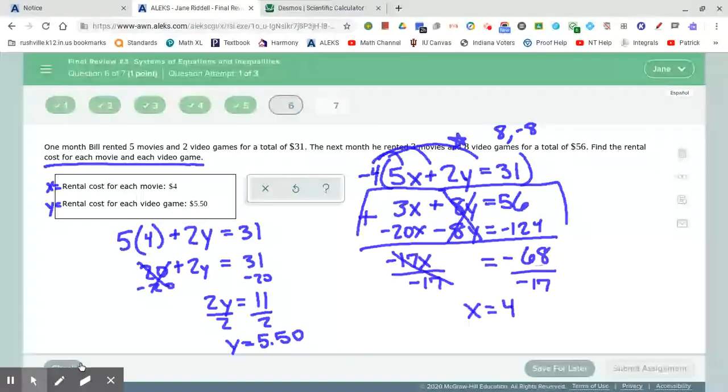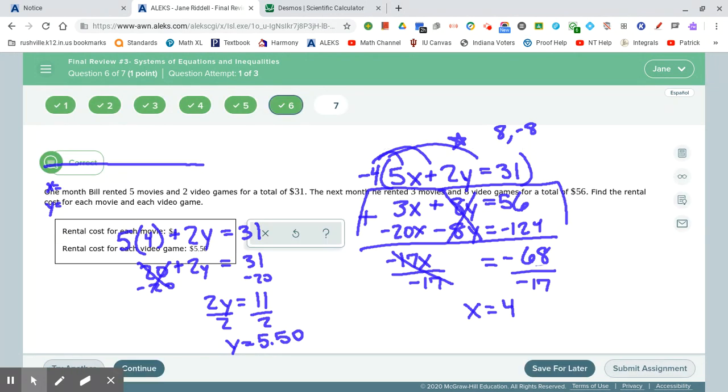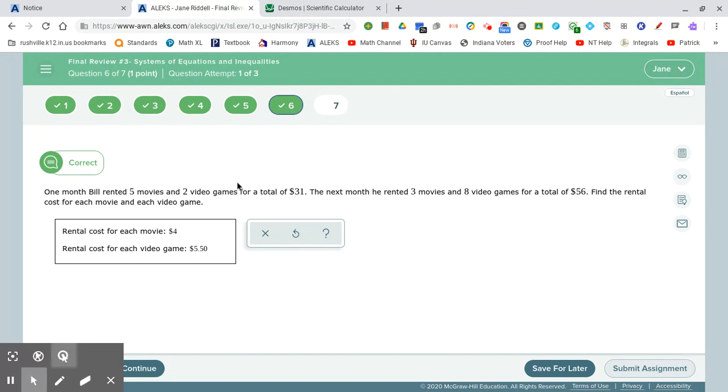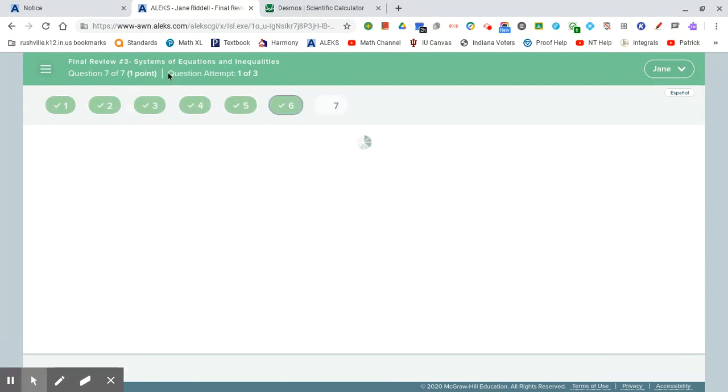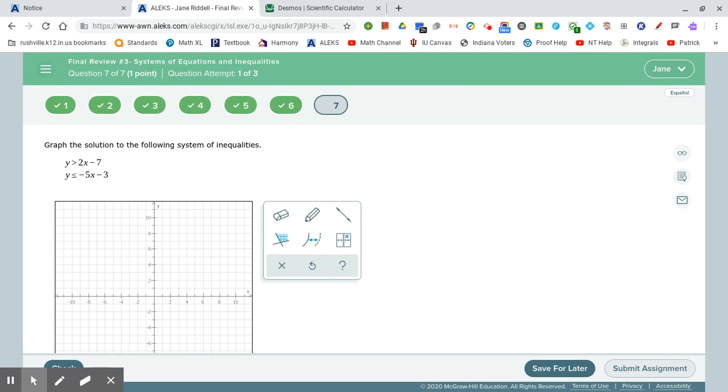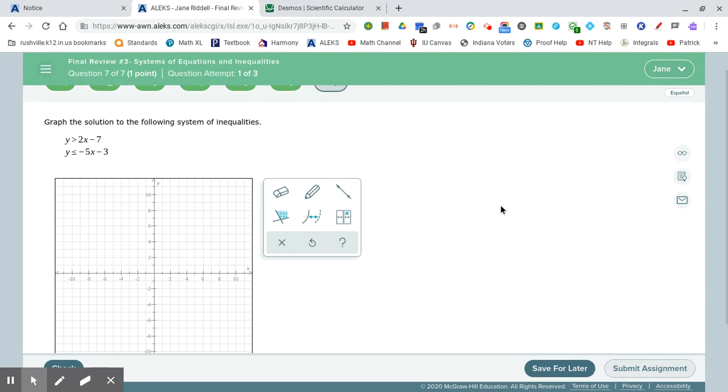And then it looks like we have one more question that remains. All right, so this last question that we're going to have, also working with systems, but it's going to be an inequality, since so far all we've been working with are equations. So when you're solving a system of equations, you get to solve by graphing, substitution, or elimination. But whenever you're solving a system of inequalities, you're going to have to solve by graphing.